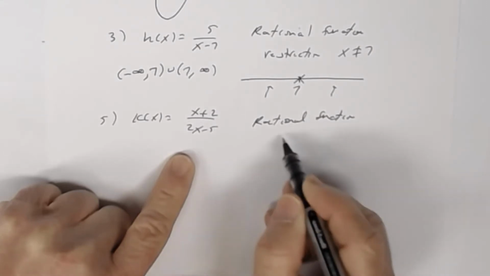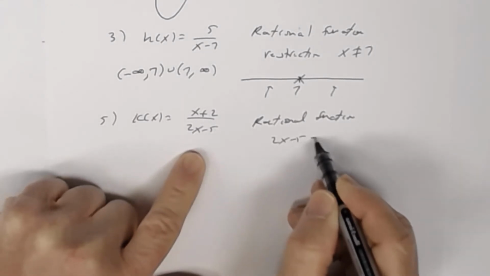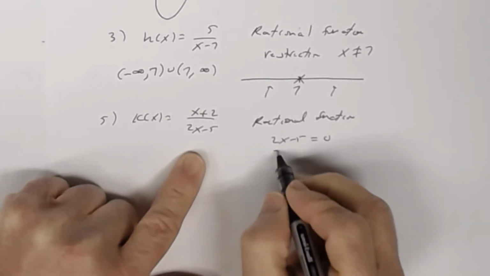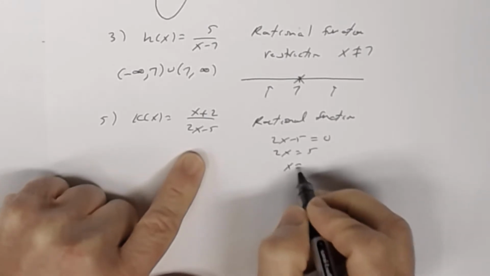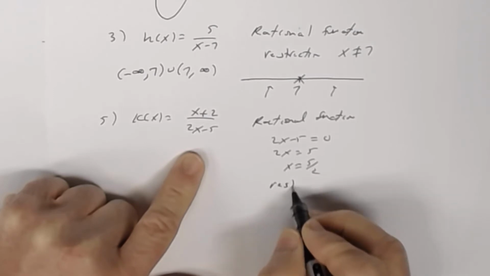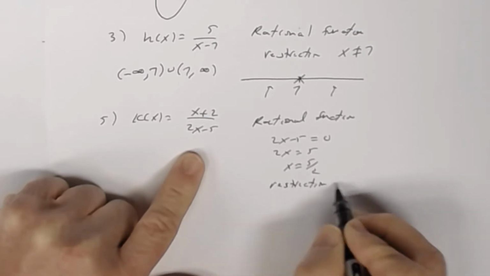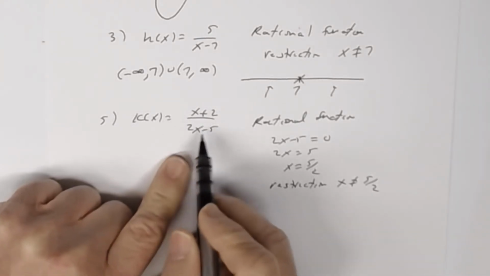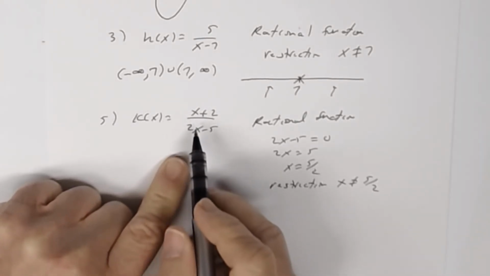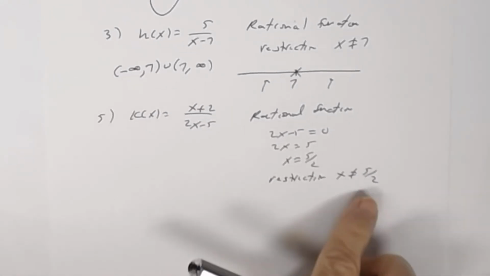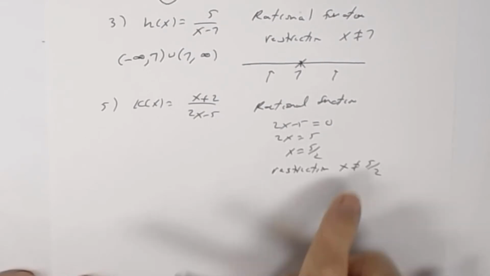So you've got to look at the denominator, and you have to ask yourself, where is this equal to 0? So you just solve this linear equation. 2x equals 5, so x equals 5 halves. So the restriction is that x cannot equal 5 halves, because when x is 5 halves, I get a denominator of 0. 2 times 5 halves is 5. 5 minus 5 is 0. Once I find the restriction, there's only 1 here, so that's the easy kind when there's just 1.